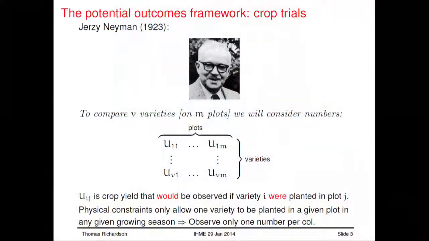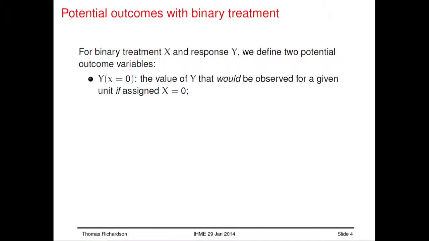So now, simplifying to keep the presentation as simple as possible, let's go to the very simple case where we have a binary treatment. In terms of the previous slide, we have only two varieties or two treatments, and let's also suppose that we have a binary response. Then we can talk about y of x equals 0, the value of y that would be observed for a given unit if assigned to x equals 0, and y of x equals 1, the value of y that would be observed for a given unit if assigned x equals 1.